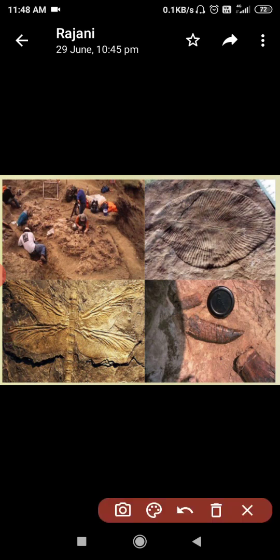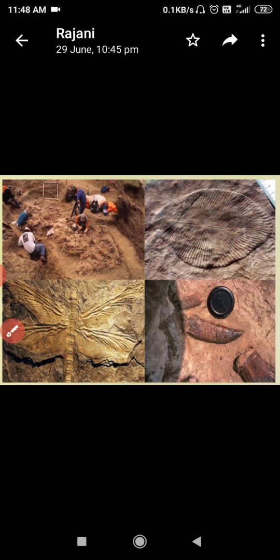As you are seeing here, the paleontologists just try to find out some fossils in this picture, and these are the pictures of some fossils. As you are seeing, it is a wonderful picture of a fossil of a butterfly, and this one is also some traces. Very good picture it is actually.